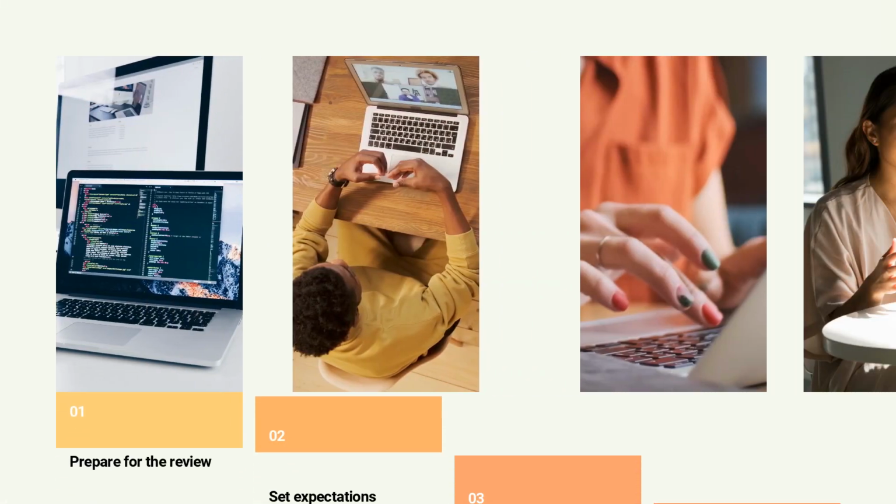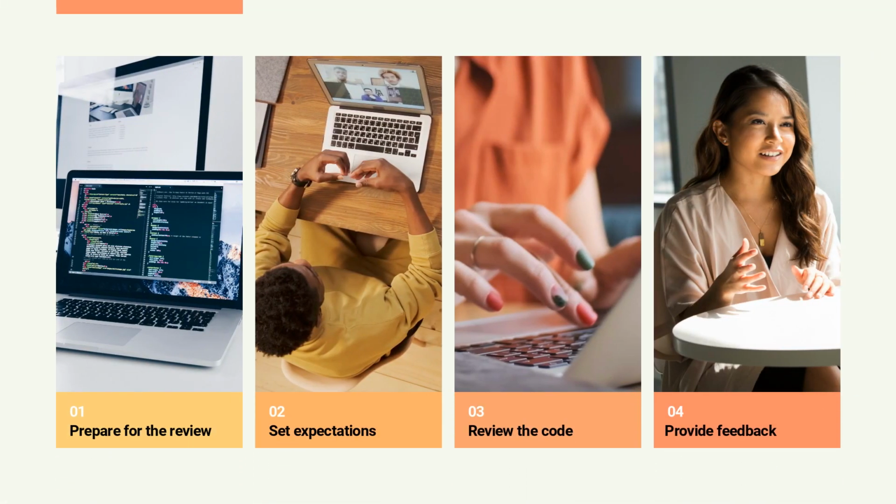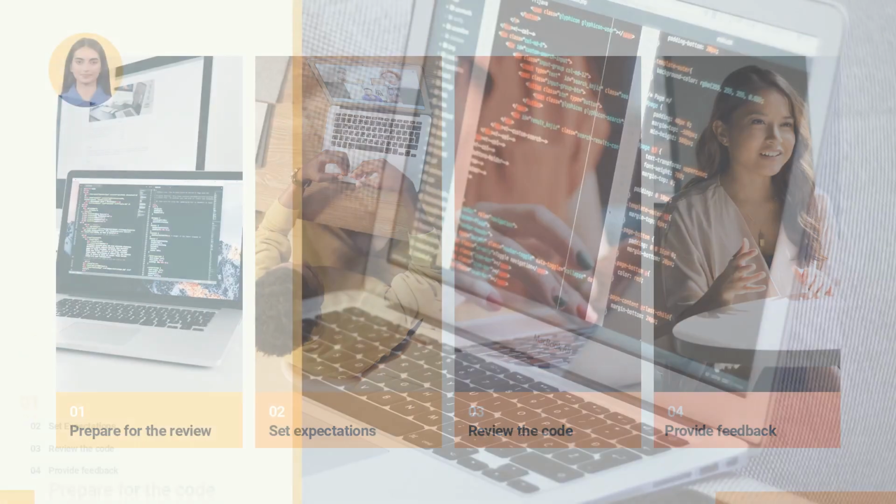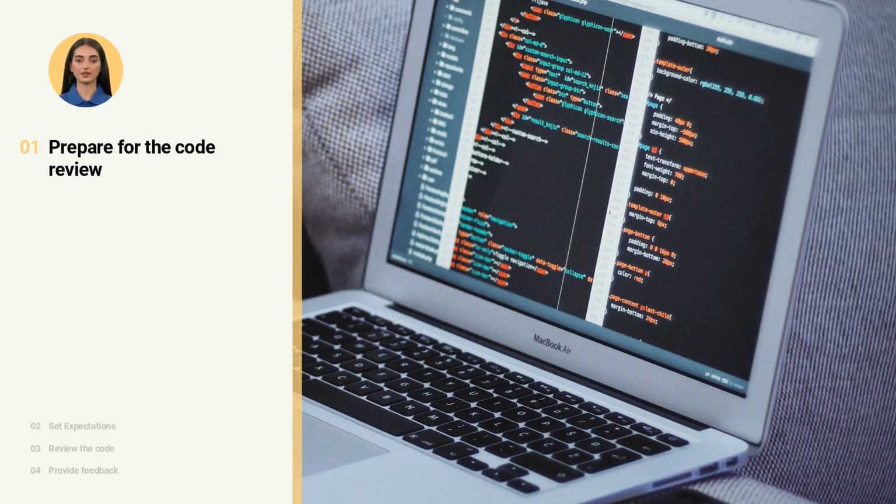There are 4 steps we need to follow for a software code review. 1. Prepare for the review. 2. Set expectations. 3. Review the code. 4. Provide feedback.